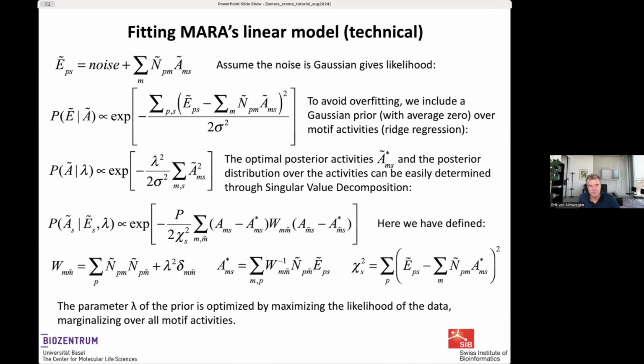And the parameter lambda in this fitting is optimized by essentially just maximizing the likelihood of the entire data when you marginalize over all these unknown motif activities. Okay, so this is a standard Bayesian procedure for fitting this linear model using a Gaussian prior on the unknown motif activities.